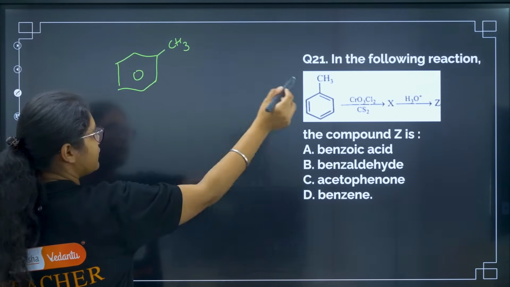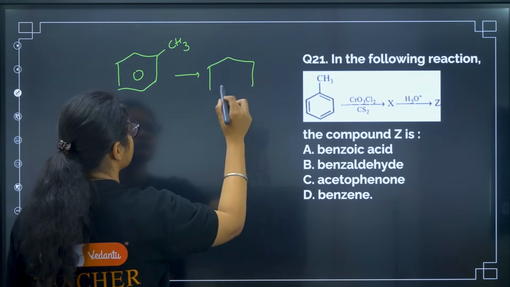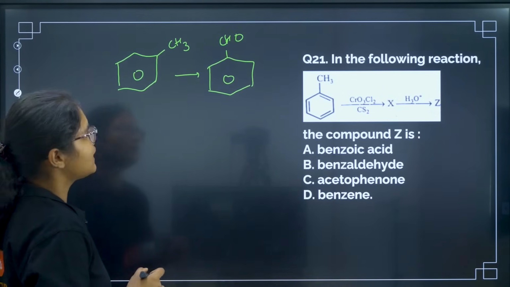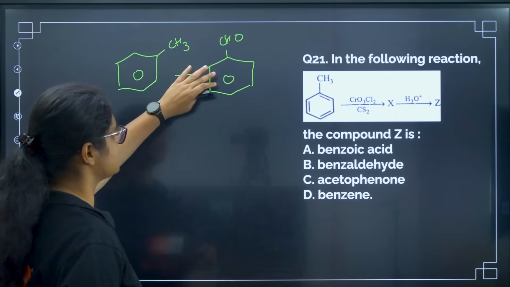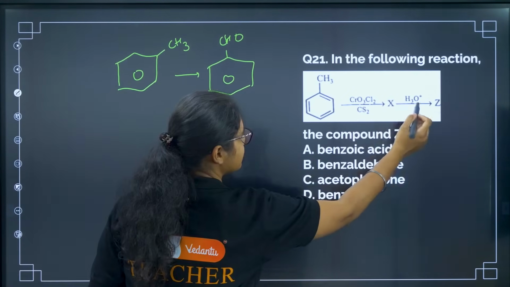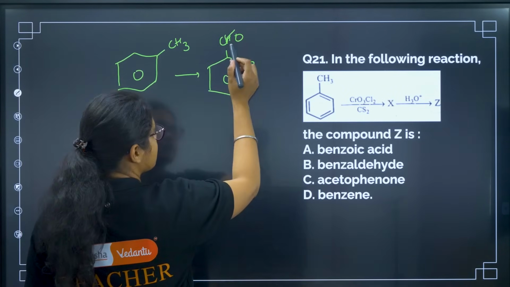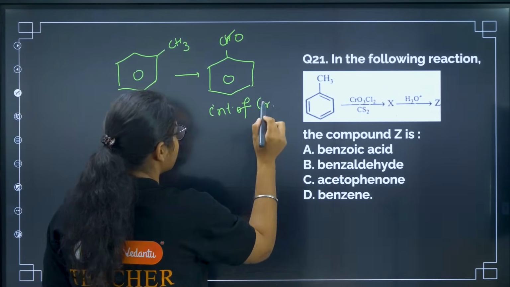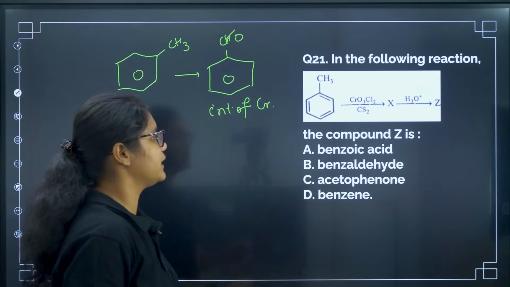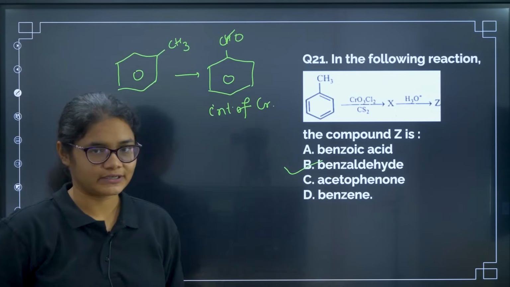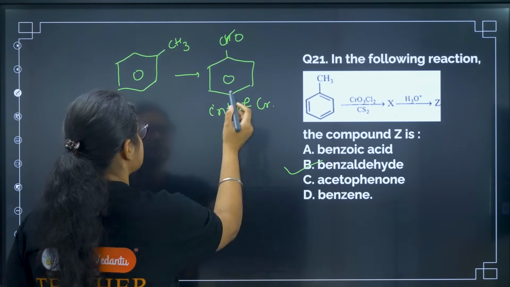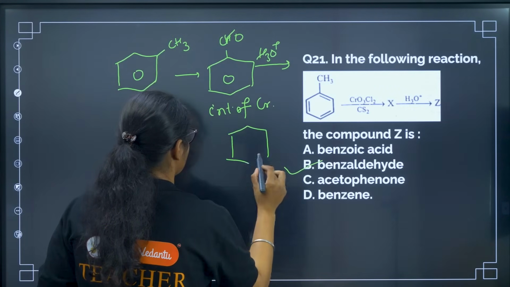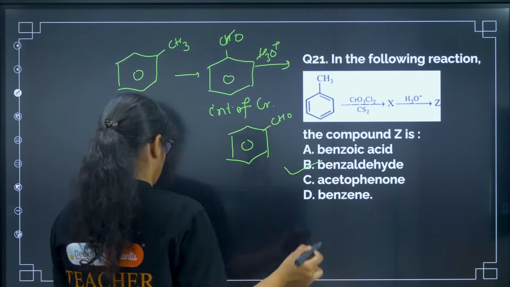CH3 is there. When you treat with CrO2Cl2 and CS2, we will get benzaldehyde. Right? Now it is taken in presence of H plus. So CrO2Cl2 and H3O plus total. So here, an intermediate of chromium is formed, right? Intermediate of chromium is formed. After that, when you treat this one, we'll get benzaldehyde. So the correct answer for this question is option number B. Okay, here one step is there. After this one, if you take H3O plus, we will get benzaldehyde. Okay. Next question.